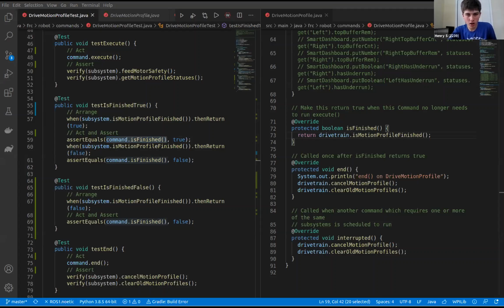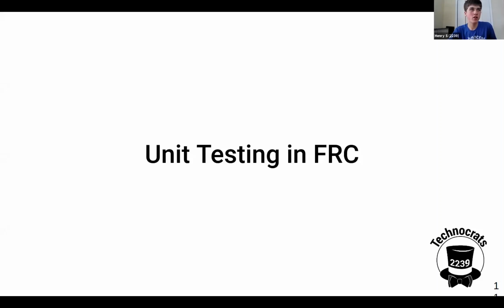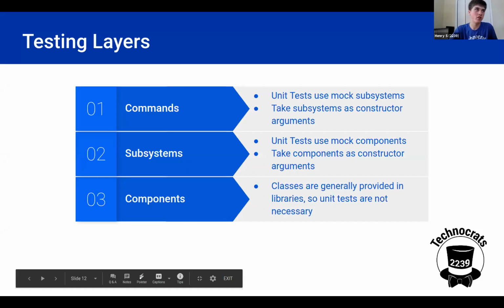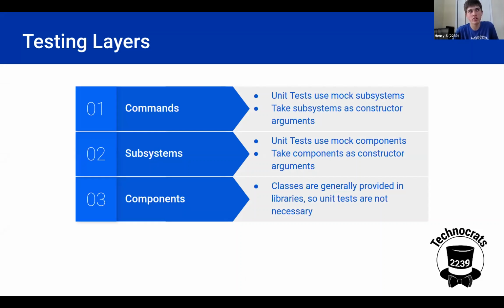Then I want to talk a little bit about how we can test different layers of our code. If you use a command-based framework, you'll generally have your code in 3 layers: commands, subsystems, and components. Some teams may have more, but this is kind of the minimum. When I say components, I mean any class that represents hardware. Usually these are taken from libraries, like WPILib has a lot for solenoids, and you can get Talons from the CTRE library. That's what I mean by component.